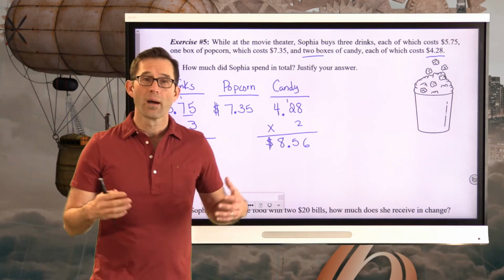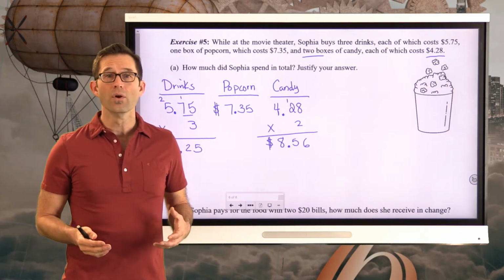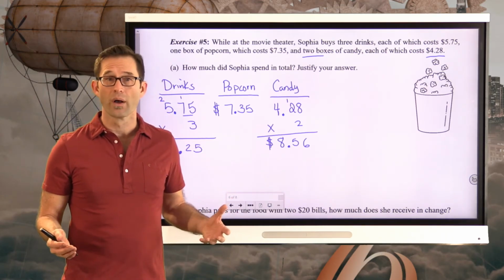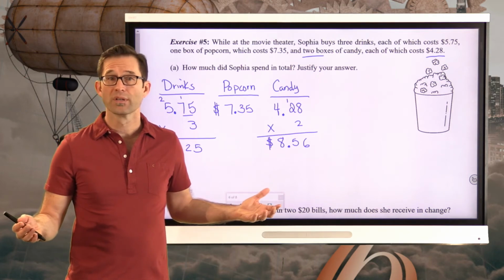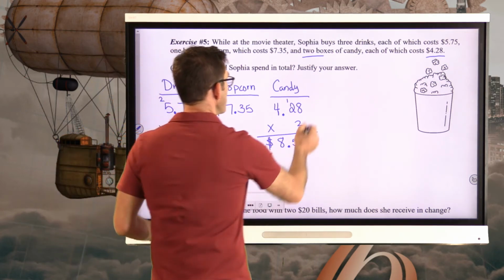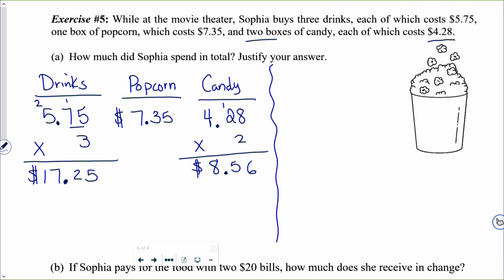Now, obviously, to figure out how much we spend in total, what we're going to want to do is add up these 3 decimal quantities, and that's how much we're going to spend in total. So let's do that. Maybe I'll give myself a little column here. We have 17.25 plus 7.35 plus 8.56.